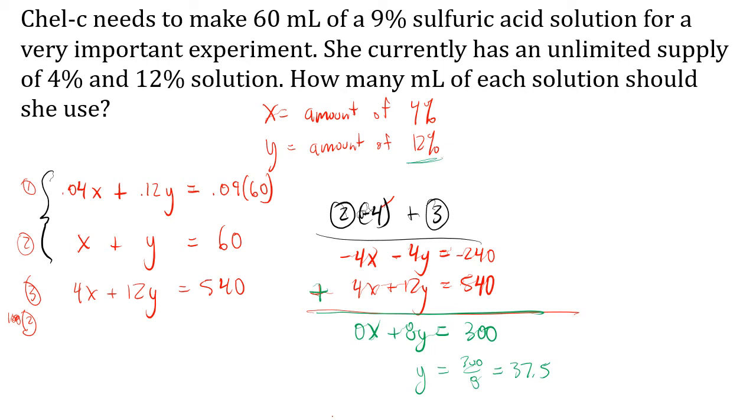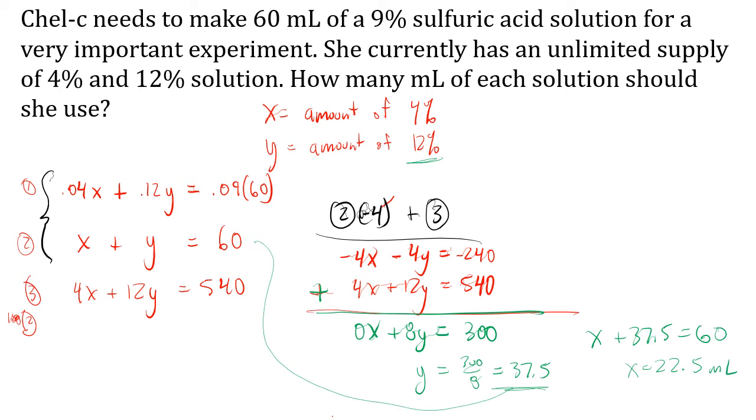Now all that's left is to find out how much of the other solution we have. The easiest way to do that is that we have a direct relationship between the volume of x and the volume of y here, and that's that the sum is 60. So to find what x would be, we solve this equation for x. We subtract and we find that x is equal to 22.5 milliliters.